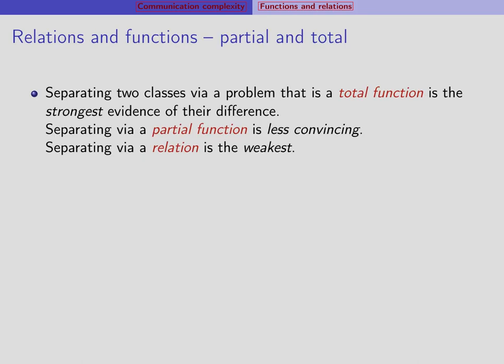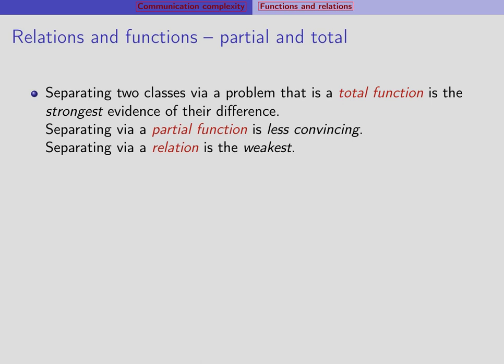Now that we have defined the main types of communication complexity models that will interest us today, let us briefly have a look at several types of communication complexity problems. The types that are of interest to us are three: total functions, partial functions, and relations.